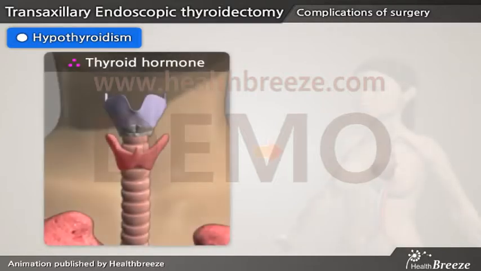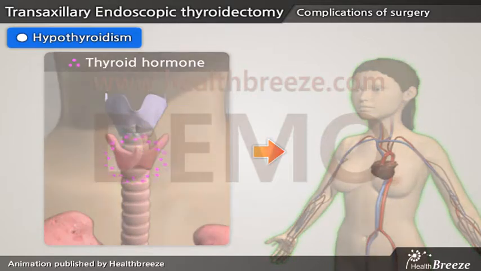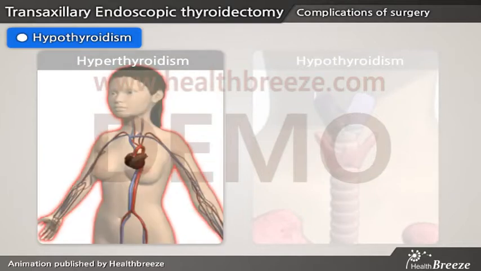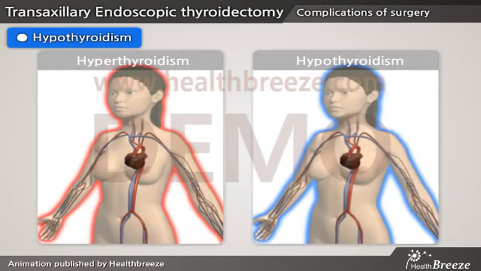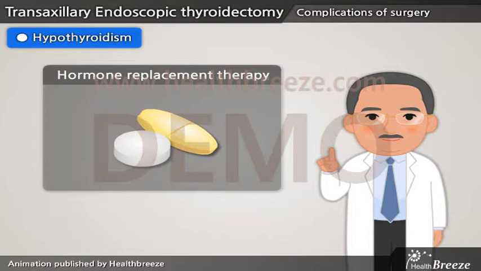Hypothyroidism. Thyroid hormones stimulate metabolism in your body and thus, elevated thyroid hormone level causes symptoms of hyperthyroidism, while diminished level causes symptoms of hypothyroidism. Once the entire thyroid gland is removed, no thyroid hormones are produced in your body, and therefore thyroid hormone replacement therapy is required to prevent hypothyroidism, and also to suppress thyroid cancer recurrence.